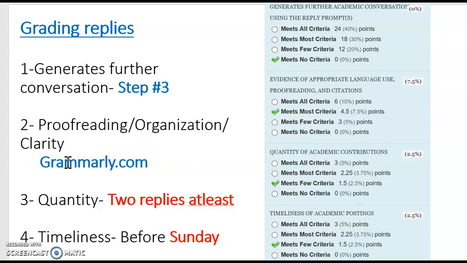Grammarly.com is a great website. If you download it, it will auto check everything for you. Quantity is just the number of replies you made. All 3 quantities are supposed to be there. Remember, 2 replies and 1 main post. Timeliness means before Sunday. If anything goes beyond that, the timeliness goes to meets no criteria.